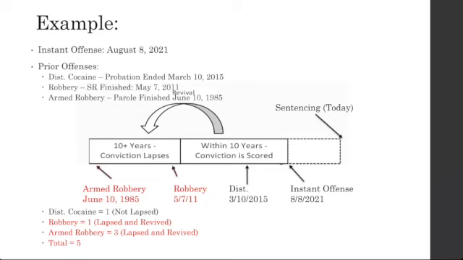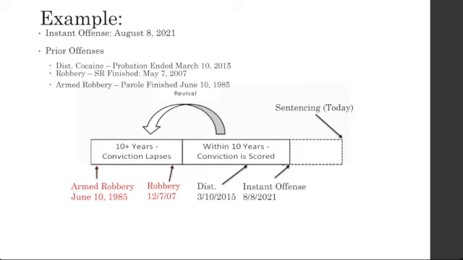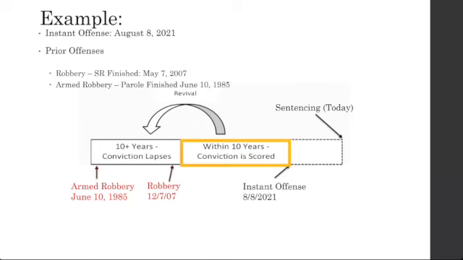But let's change up the scenario just slightly. What if we get rid of the distribution of cocaine, right? We have lost our revival offense. There is nothing within this 10-year window. Now, we still have the robbery, we still have the armed robbery, but we don't have a revival offense. So while the judge is going to see this, it does not move our criminal history score.